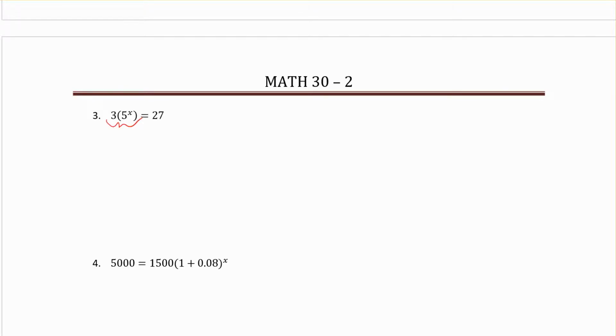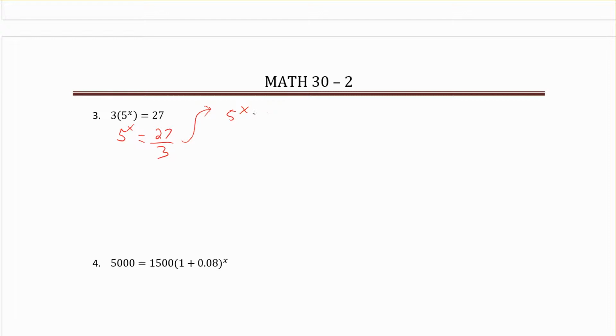Moving on down. Number 3 here though. This part looks a little bit complicated for us. So what we're going to do right off the bat is just simplify this. So let's rewrite this as 5 to the power of x is equal to 27 divided by 3. We just divided 3 on both sides, right? So 27, I'll just rewrite this maybe up here.